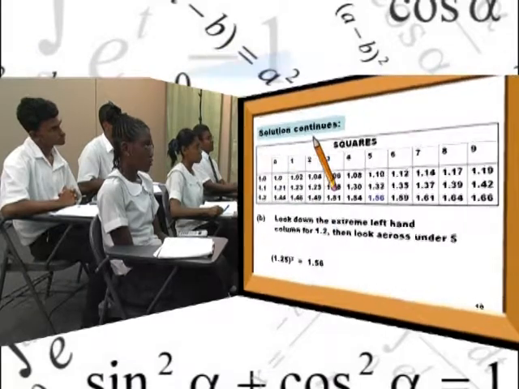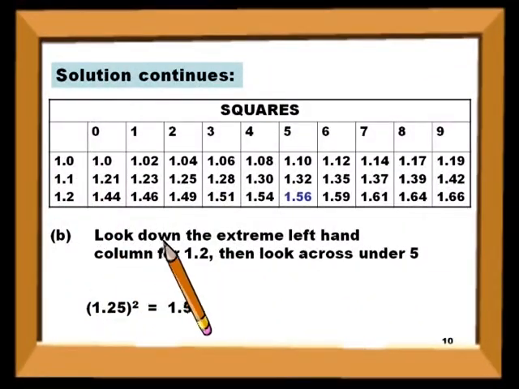Solution continues. B. Look down the extreme left-hand column for 1.2. Then look across under 5. 1.25 squared is equal to 1.56.